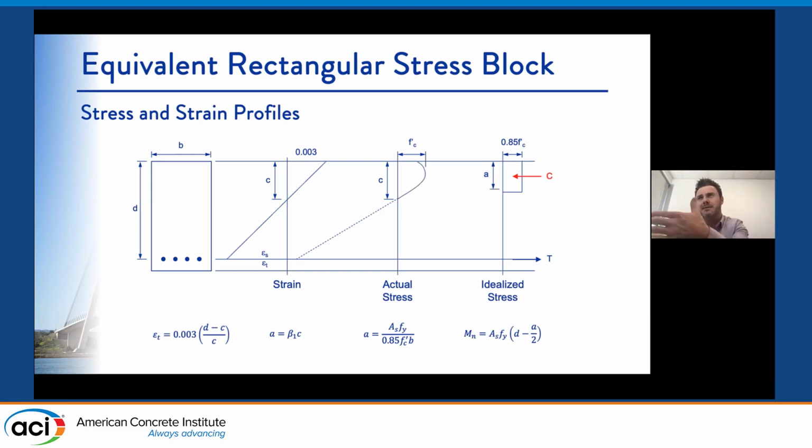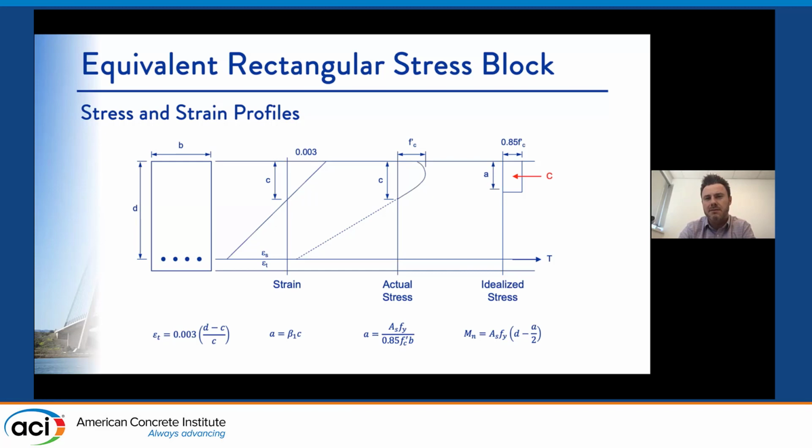Then we wrap it around to the side because we don't have the technology quite yet to draw in air. But this is what you see, and we know that there are relationships between the depth of the neutral axis and a, which is represented by Beta1. We talk to students about calculating the strain in the tensile steel, calculating the depth of the equivalent rectangular stress block, and then calculating the nominal moment capacity.